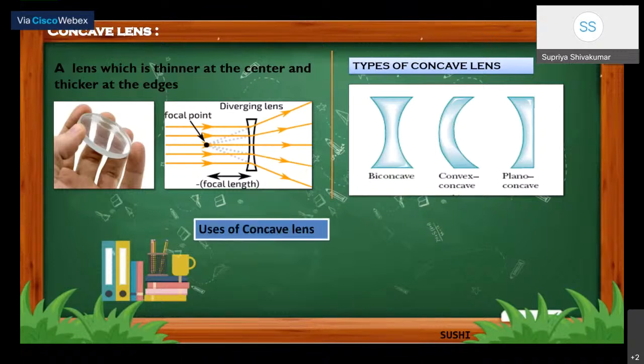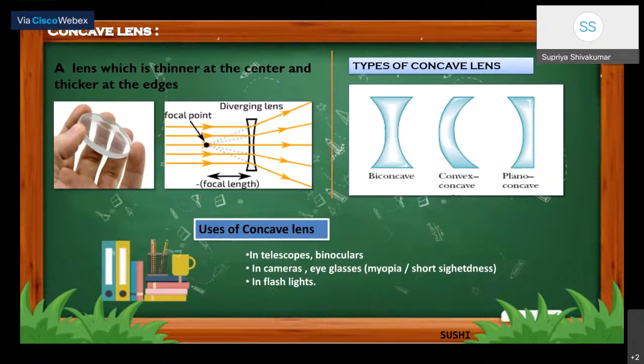Convex, concave, and plano concave. And coming to uses, this is also being used in telescopes, binoculars, cameras, eyeglasses. So when it comes to eyeglasses, particularly for myopia, an eye defect, we use it, that is nothing but short sightedness, and it is also used in flash lights. So these are the uses of concave and convex lens.